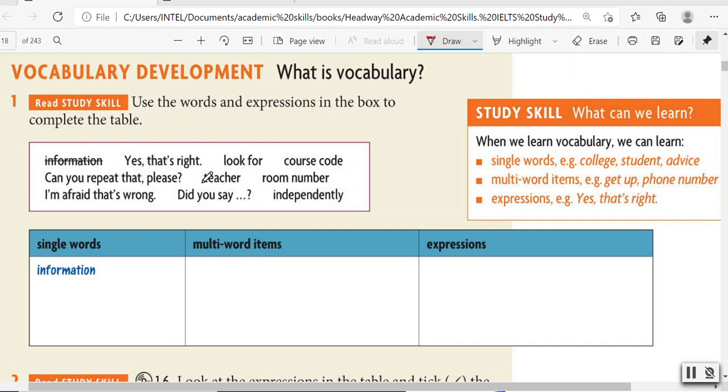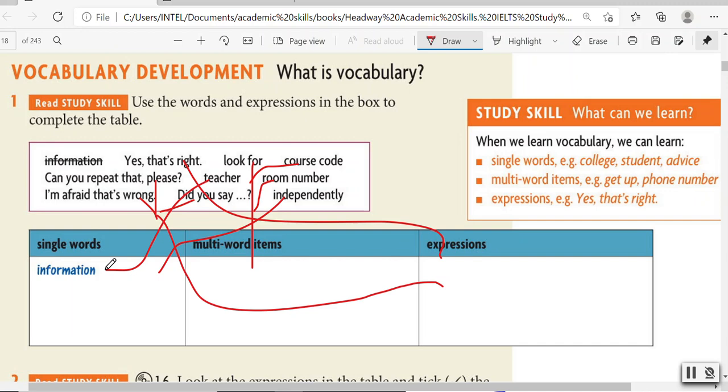Okay, yes, that's right, it belongs to expression. Look for, we have two words, multi-word. Course code, also multi-word. Room number, multi-word. Independently, single word. Did you say, I'm afraid, and can you repeat that please, belong to expression. And also we have teacher. Teacher belongs to single word.